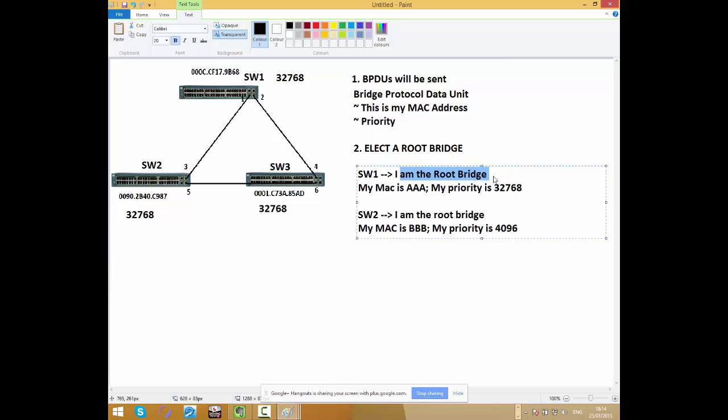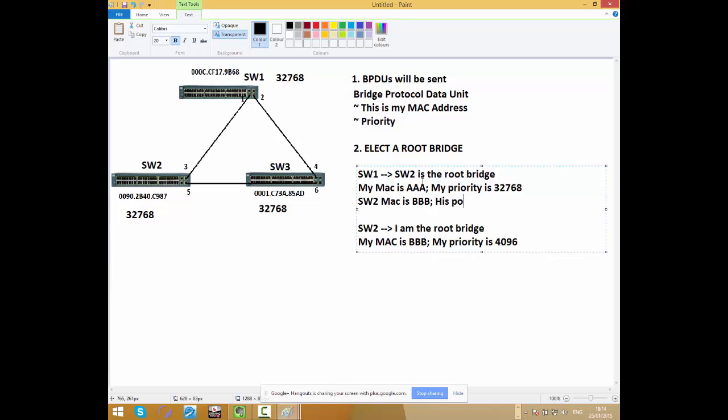Now, this is what I'll start saying. I'll start saying, hello, I'm switch one. Switch two is the root bridge. My MAC address is AAA. My priority is this one. Switch two's MAC is BBB and its priority is 4096.